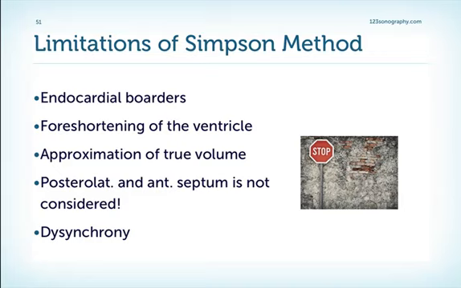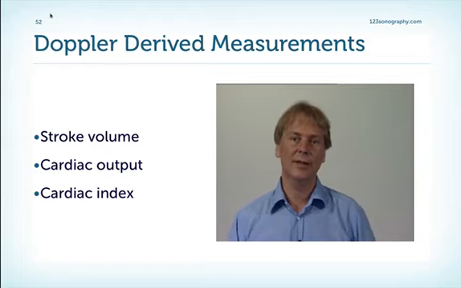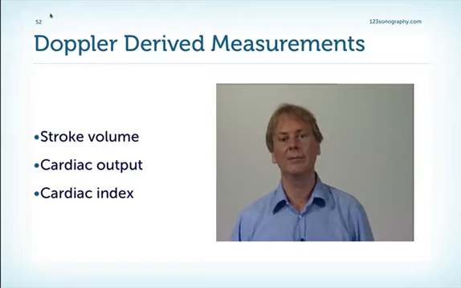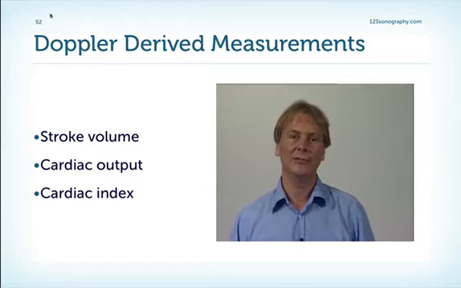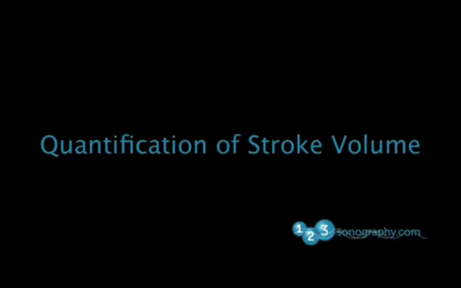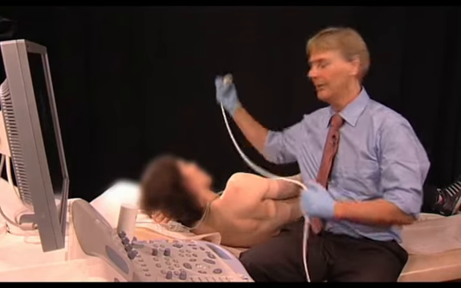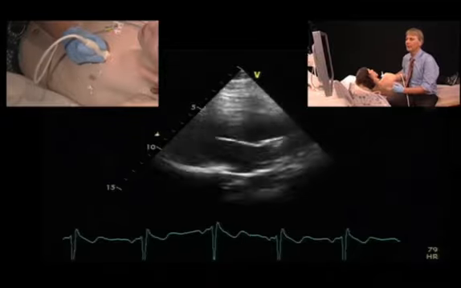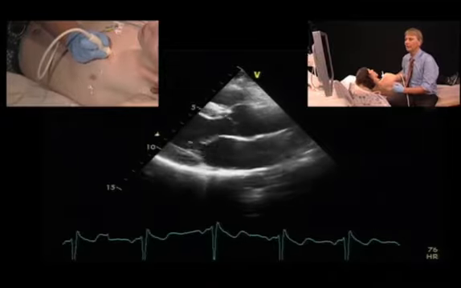And similar to the M-mode, dyssynchrony is a problem because it is difficult to time diastole and systole if the ventricle does not contract in all regions at the same time. Aside from the Simpson method, we can also use hemodynamic parameters to calculate left ventricular function. The most important part of measuring the stroke volume is the measurement of the LVOT diameter.